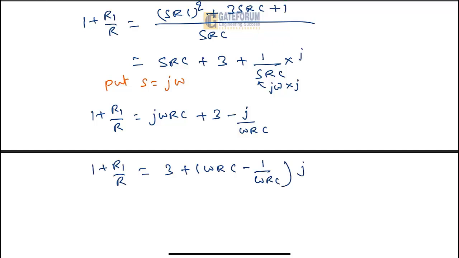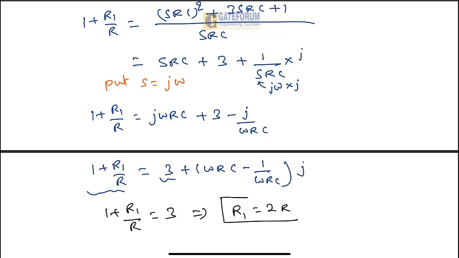Now you can compare the left side and right side terms. On the left side there is no imaginary term, so 1 plus R1 by R is the real term. We compare it to the real term of the right side, which is 3. So 1 plus R1 divided by R is equal to 3. From here you get R1 is equal to 2R. So this is the condition we got as the first part of the question. R1 is equal to 2R is the condition for sustaining the oscillation for the oscillator circuit.